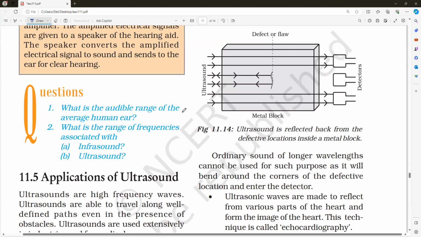Ultrasound. Up to 10 power 7. That's just a range. It is not even required. You just remember greater than 20, that's greater than 20 kilohertz. Okay. Yes, sir. Understood.